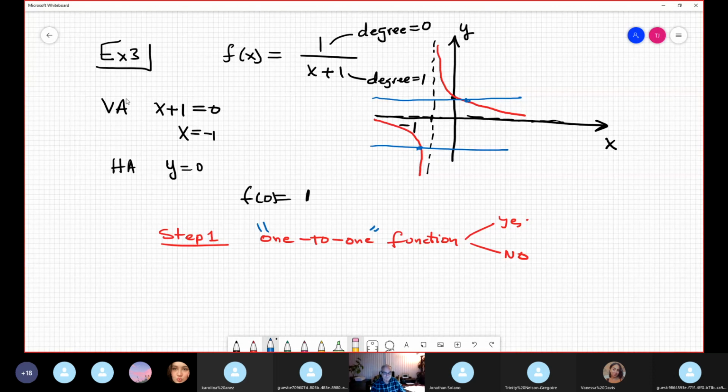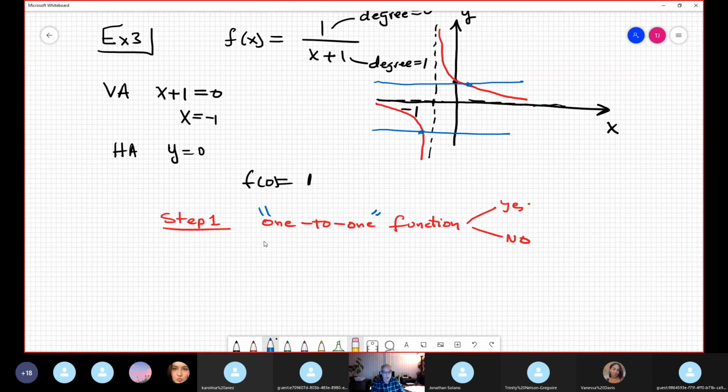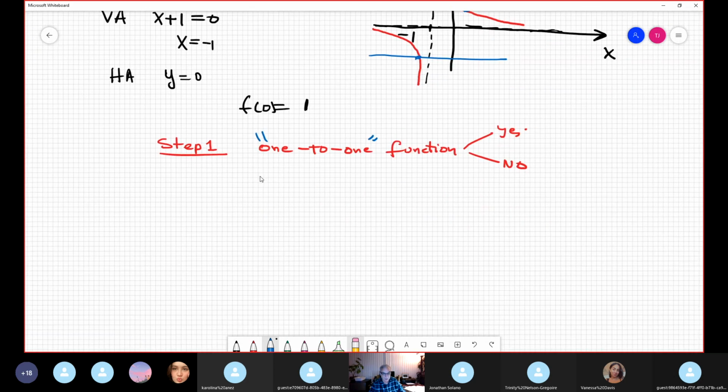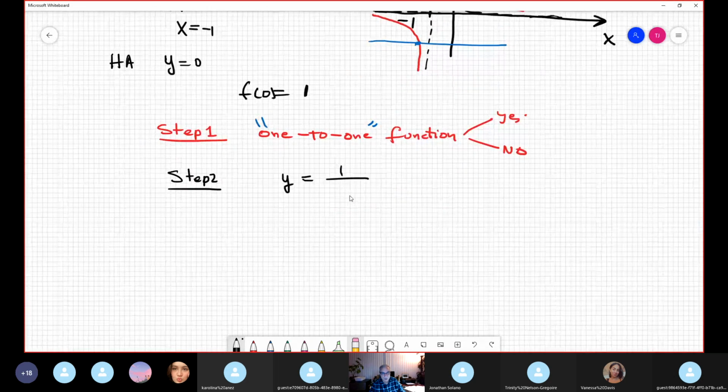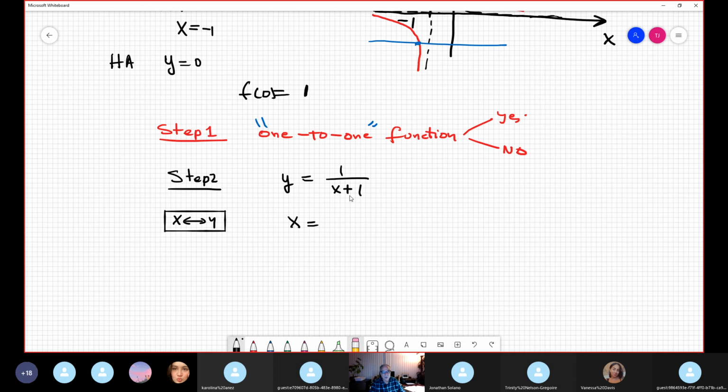Entonces, my second step: I find the inverse equation. Step 2 is find the inverse equation. So now you replace y for f of x, and we have 1 over x plus 1. This is the original. Now remember, you interchange x and y. This is the most important equation in this lecture. x is equal to 1 over y plus 1.